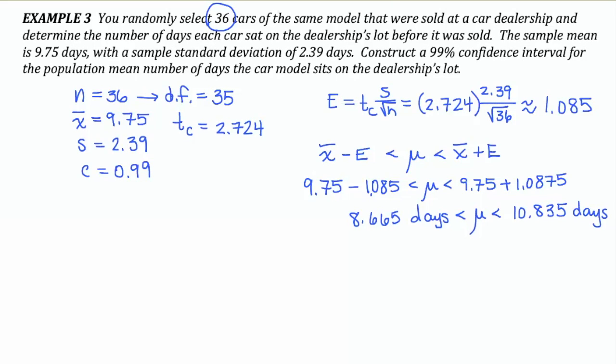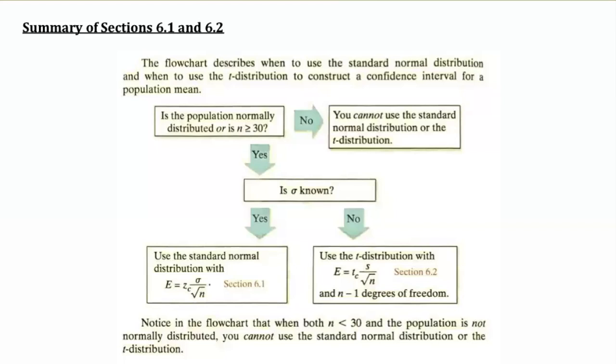If I were asked to interpret this result, I would say we can be 99% confident that the population mean number of days that this car model will sit on the dealer's lot will be between 8.665 days and 10.835 days. So the last thing we need to do is really summarize the last 2 sections because they work hand in hand. So this flow chart appears in your textbook, and I've just replicated it here.